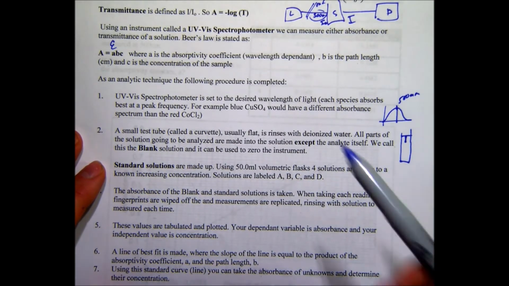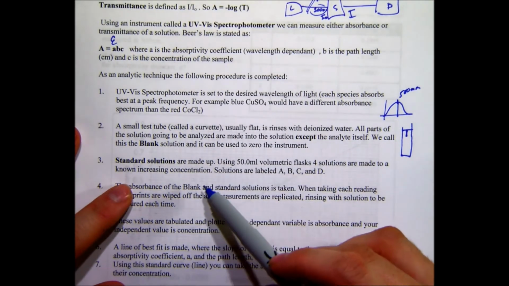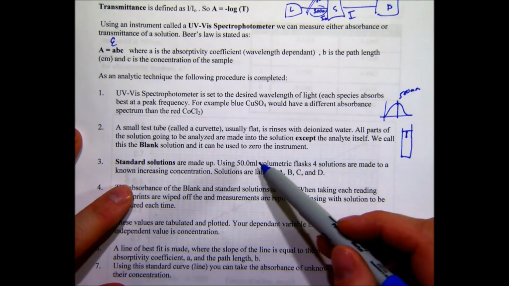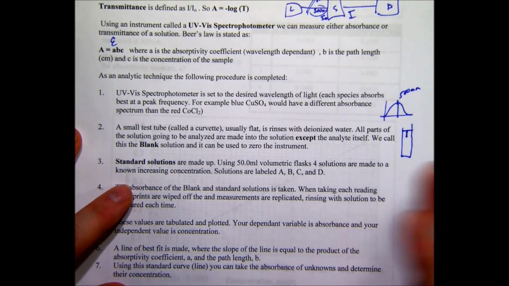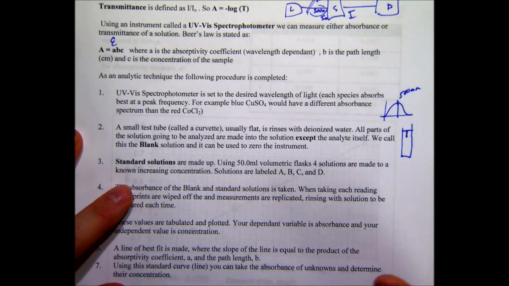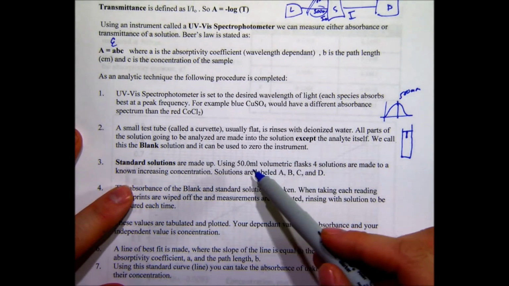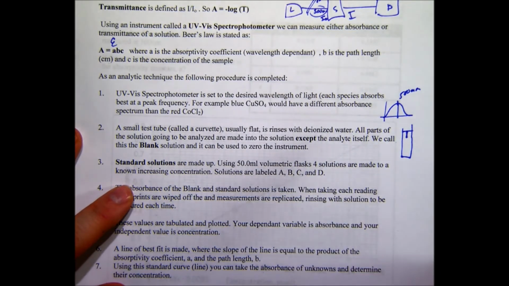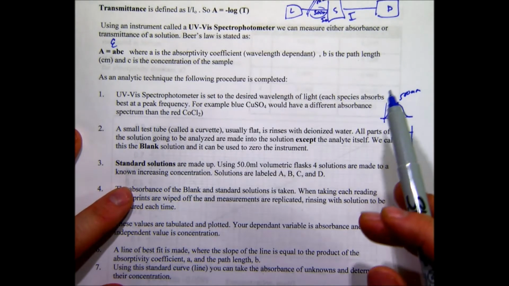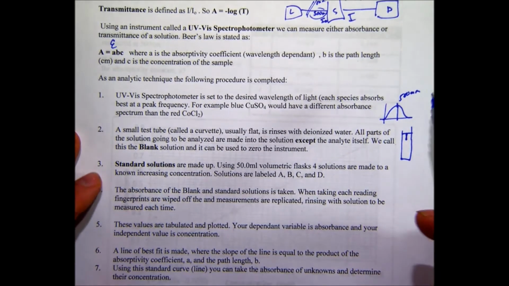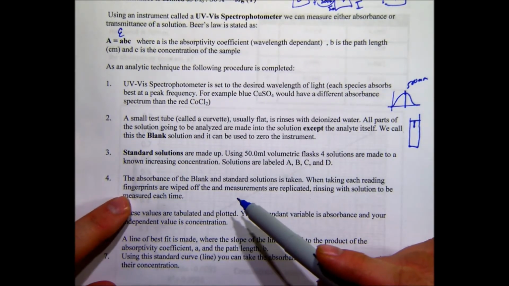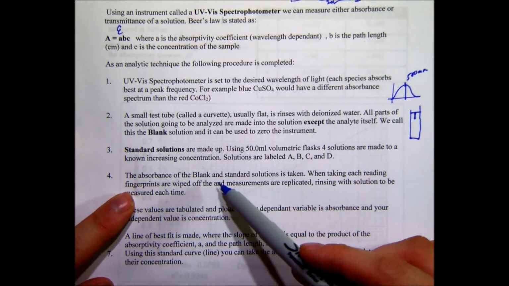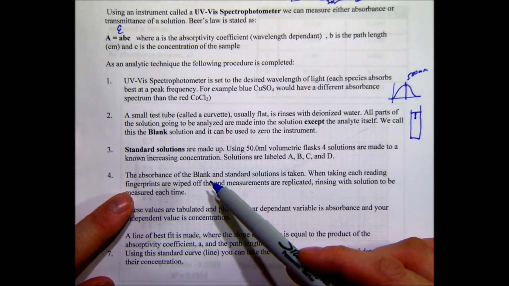So then we make up standard solutions. We make up a stock solution, usually of the most concentrated species we want to measure, and then we just dilute that into 3 or 4 different dilutions, usually cutting the concentration by a third or a half each time. So when we go to take measurements, we always start from the most concentrated to the least concentrated.